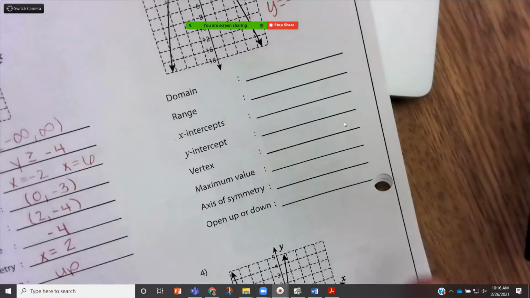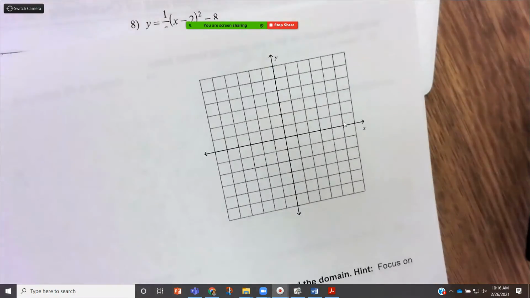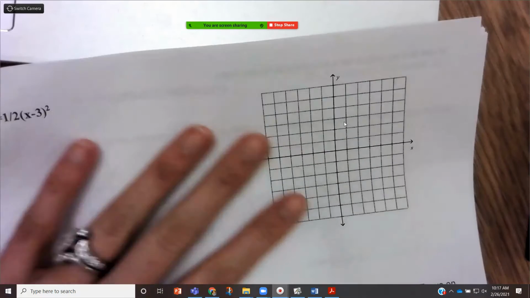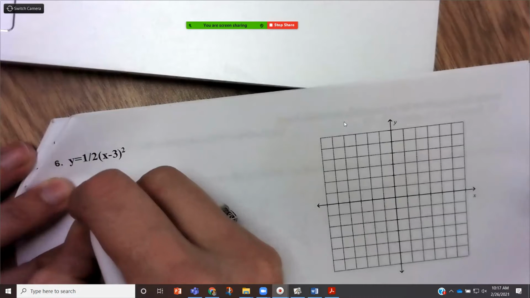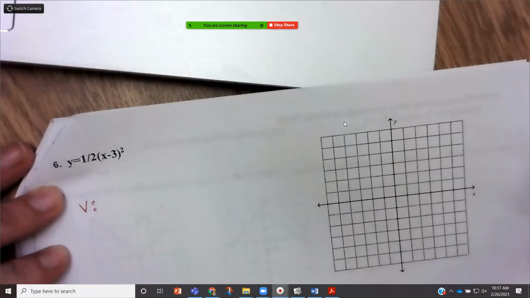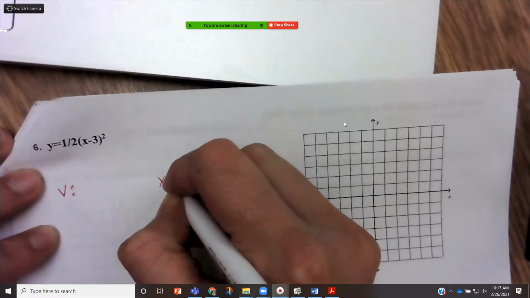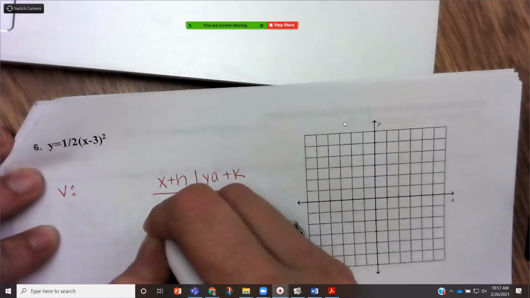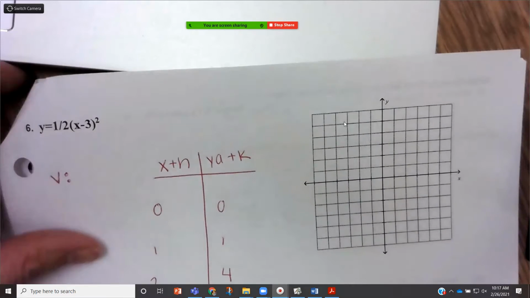Okay, so you're going to do the domain, range, and all those points for the next 3 examples. And then again, you're going to graph everything in number 6. So I would want you to give me your key points. What's the vertex? Is it a min or a max? Where's that at? And then your table of values. So that's your x plus h, y plus k, where you always have your 0, 1, 2, and 0, 1, 4.